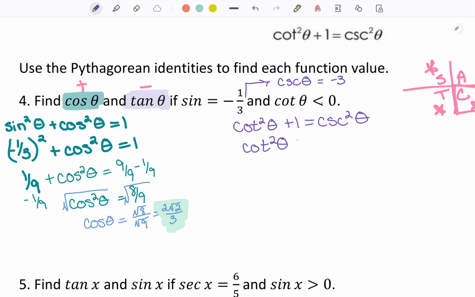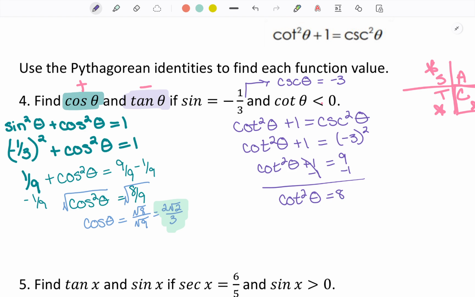So we have cotangent squared theta plus 1 equals negative 3 squared. And negative 3 squared is 9. And then we're going to subtract 1. So cotangent squared theta is going to equal 8. Then we're going to take the square root. So cotangent theta is 2 square roots of 2. And so that's our cotangent.